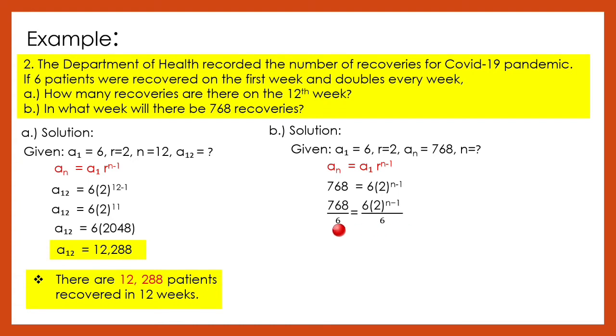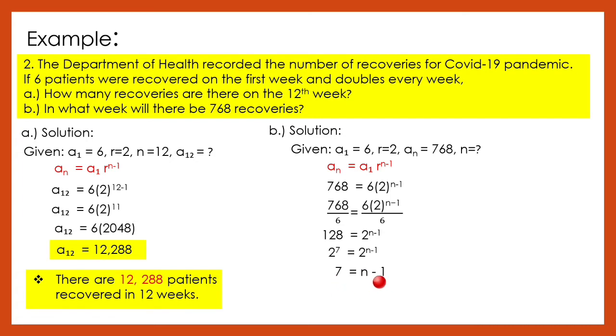768 over 6 is equal to 128. And then, makakancel yung 6 dito. So, ang maiiwan na lang is 2 raised to n minus 1. Iko-convert natin yung 128 into exponential form. So, this is equal to 2 raised to 7 equals 2 raised to n minus 1. Kung mapapansin ninyo, parehas na yung kanilang base, ida-down na lang natin yung kanilang exponent. We have 7 equals n minus 1.